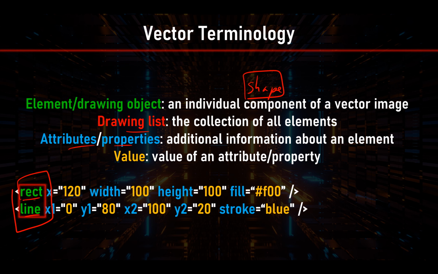The attributes, or properties, are additional information about an element. So here we see the x position, the width, the height, and also the fill color, F00 in RGB, so just red. Then we see the value, which is the value of an attribute or property. Here we're saying the x attribute has a value of 120, so I guess just 120 pixels from the left. Likewise, the width is 100 pixels, and so on for those other two. And if you think about the line, we've got a starting x position, starting y position, and ending x position, ending y position. And then this stroke is just going to be the outline color.